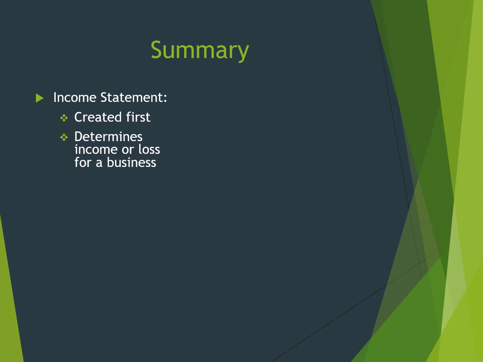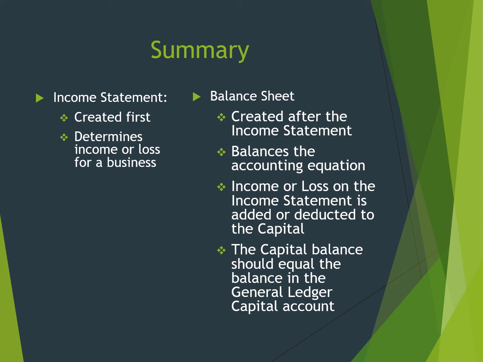In summary, the income statement is created first and determines income or loss for a business. The balance sheet is created after the income statement. It balances out the accounting equation. The income or loss on the income statement is added or deducted to the capital account. The capital balance on the balance sheet should equal the balance in the general ledger capital account.